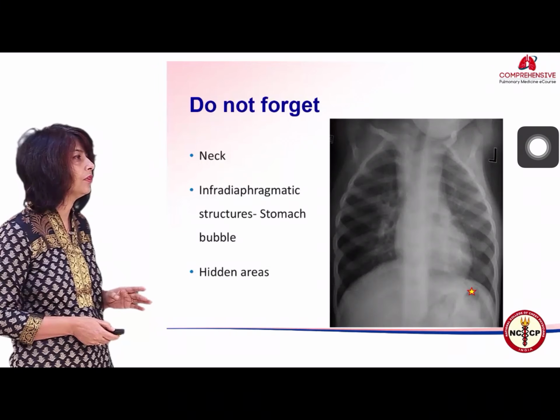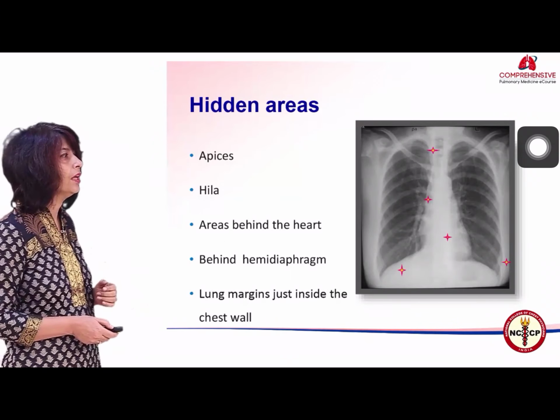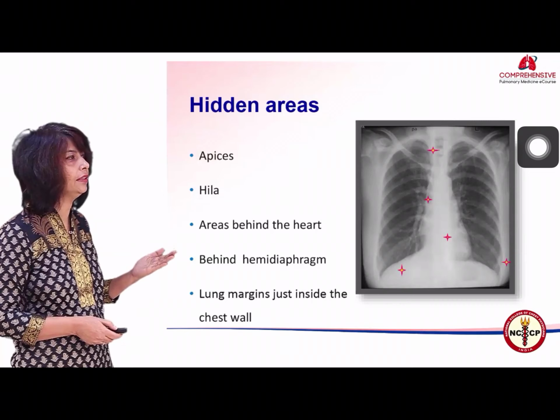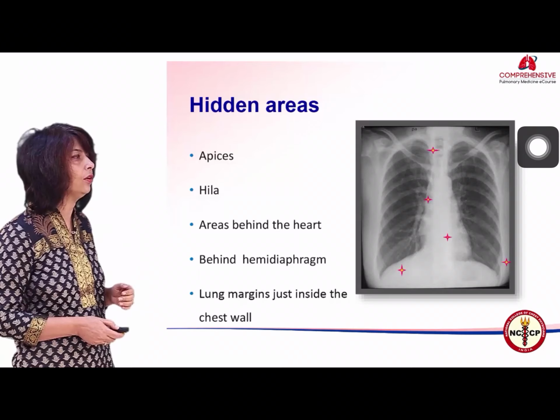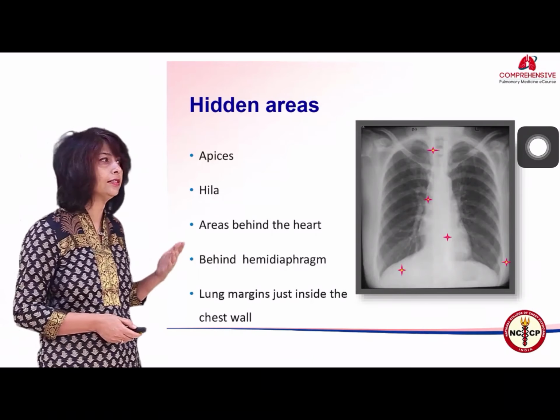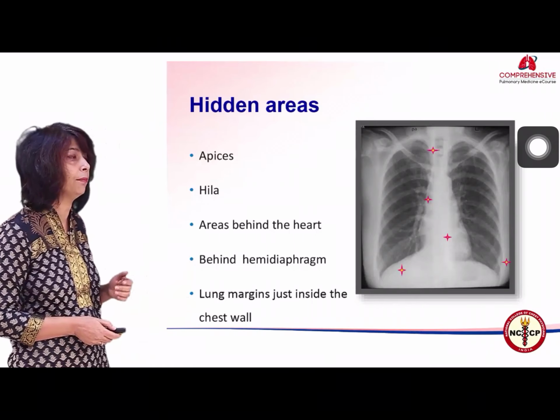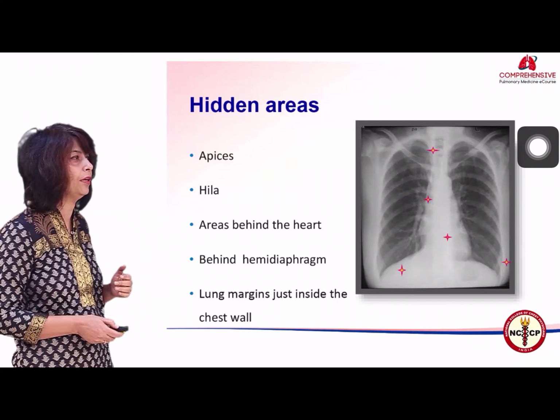Now we come to what we call the hidden areas. There are certain hidden areas in the frontal radiograph. For some of those, we do the lateral radiographs. As I already mentioned to you, the area behind the clavicles, the apices, for which we used to do an apicogram, and you still can. It's a very useful supplementary view.